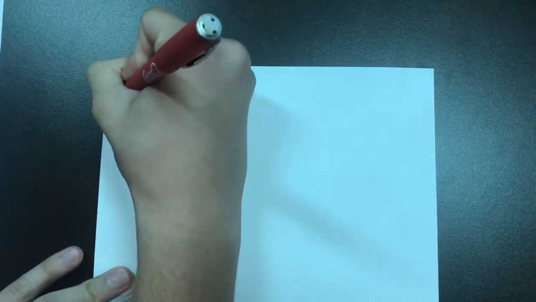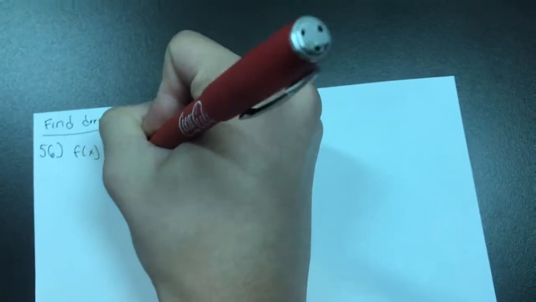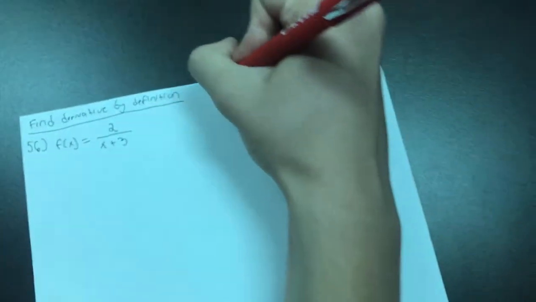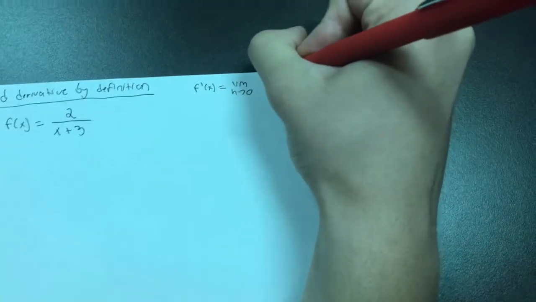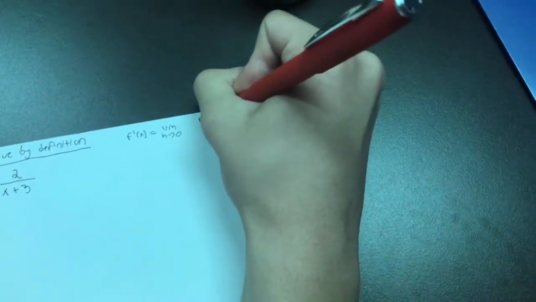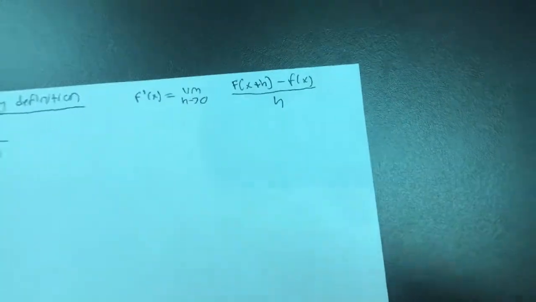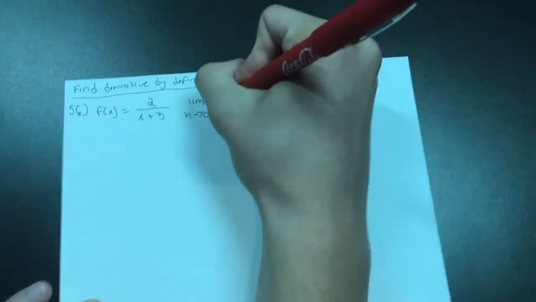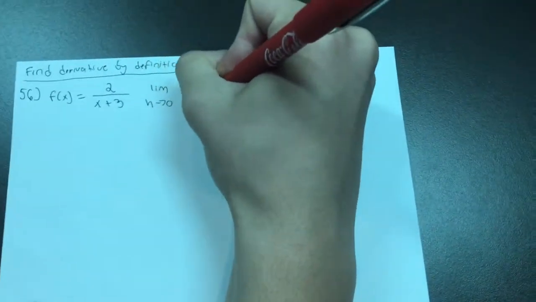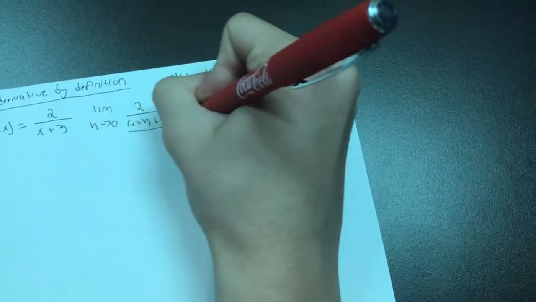Our second problem is we have to find the derivative by definition. We got question number 56, which is f of x equals 2 over x plus 3. To find this, we had to use the definition, which needs a formula where you substitute x by x plus h, and then subtract the original expression. So, as you can see, we're writing the formula. First, you rewrite the function as limit as h approaches 0 of 2 over x plus h plus 3 minus 2 over x plus 3, all of that divided by h itself.